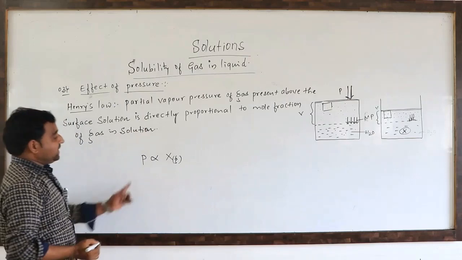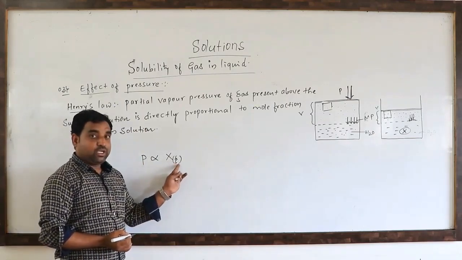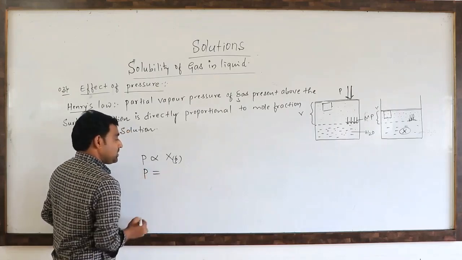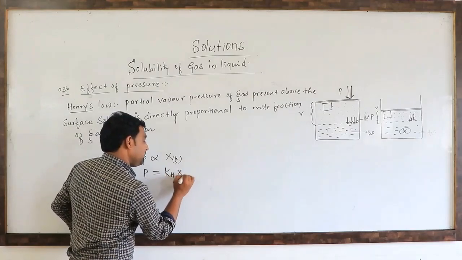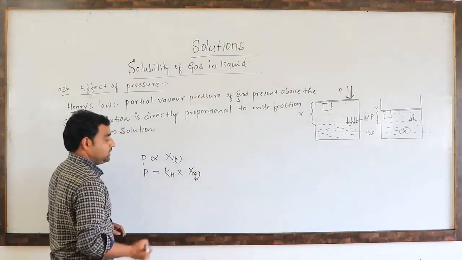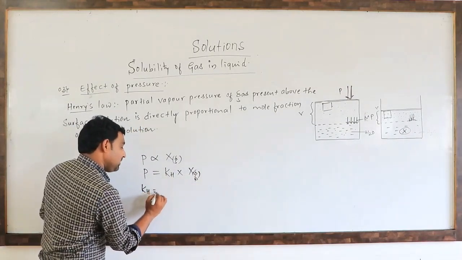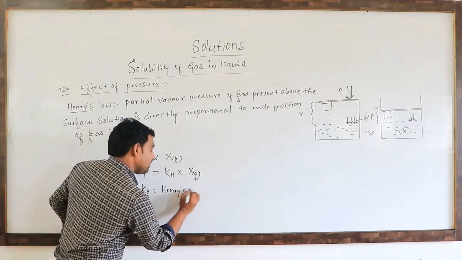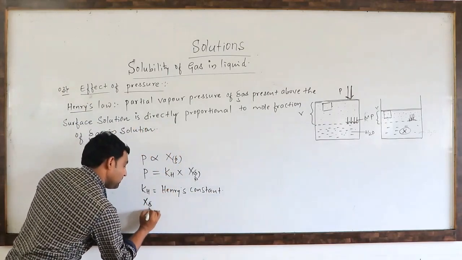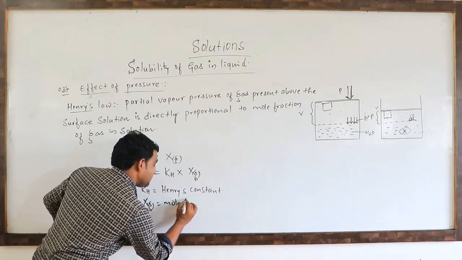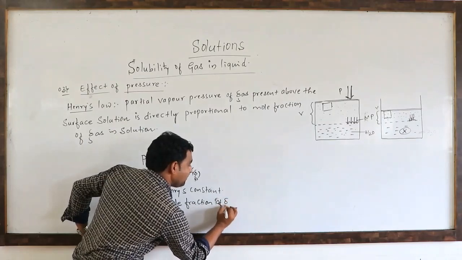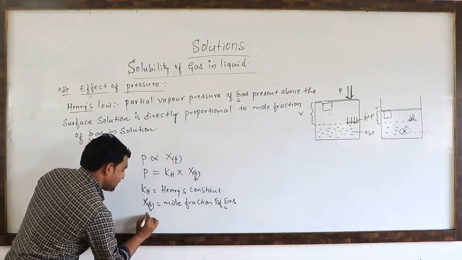So that is mathematically written as P is directly proportional to Xg. If you remove the directly proportional sign, a constant will come, that is P = Kh into Xg. Here Kh is known as Henry's constant, X is the mole fraction of the gas, and P is the partial vapor pressure.